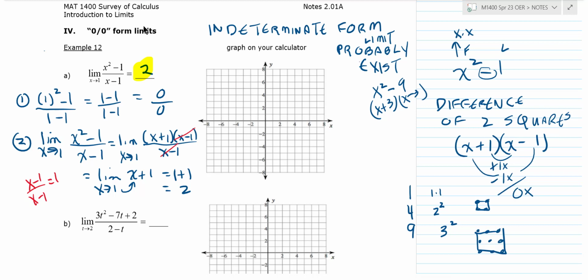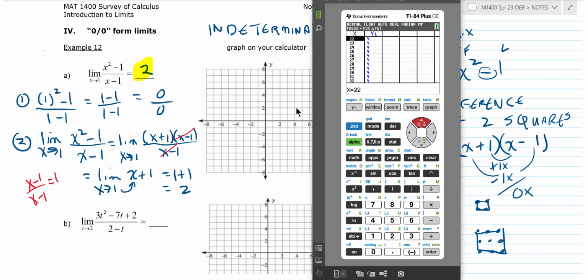I said the limit probably exists. Whenever you get 0 over 0, see if there's any algebraic process that you can go through that will resolve that and work that out. Okay, now I'm going to go ahead and do this on the graphing calculator and show you what happens. So we're going to construct a graph.